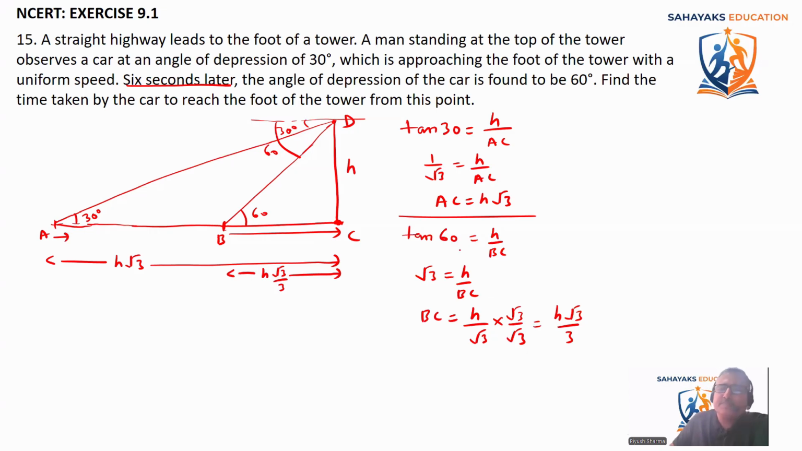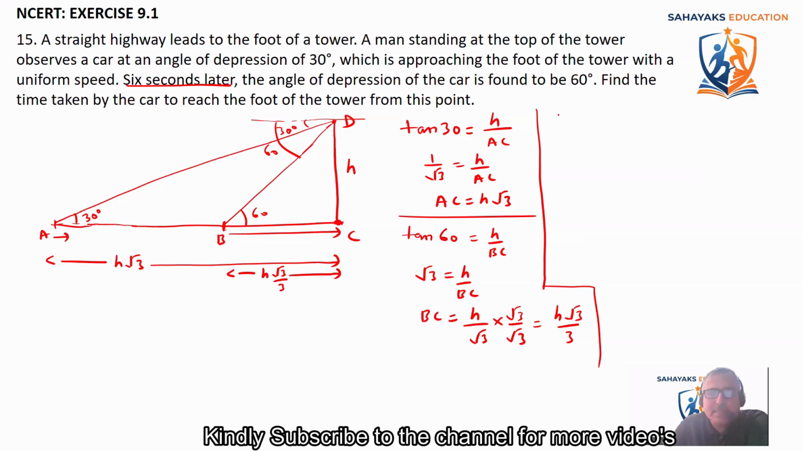Now we know the distance covered by the car in 6 seconds is AC minus AB. So what is AC minus AB? AC minus AB is equal to h root 3 minus h root 3 divided by 3. Okay, so this is the distance covered by the car.